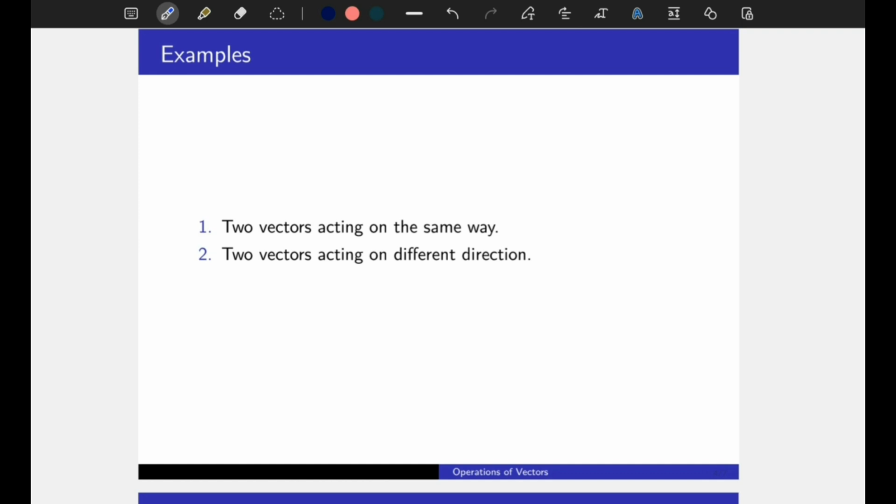So the first question says two vectors are acting in the same direction. Let's assume that u is the first vector and let's have another vector v, this one. As you see, they are acting in the same direction. So the resultant vector is given by u plus v, and the magnitude of the sum of the two vectors is given by the sum of each magnitude, which is the magnitude of u plus the magnitude of v.